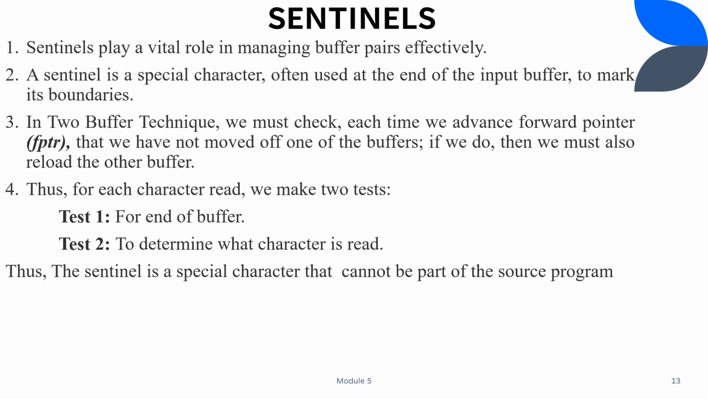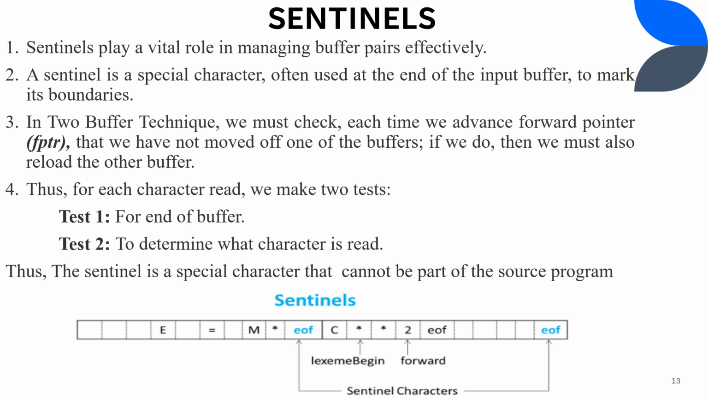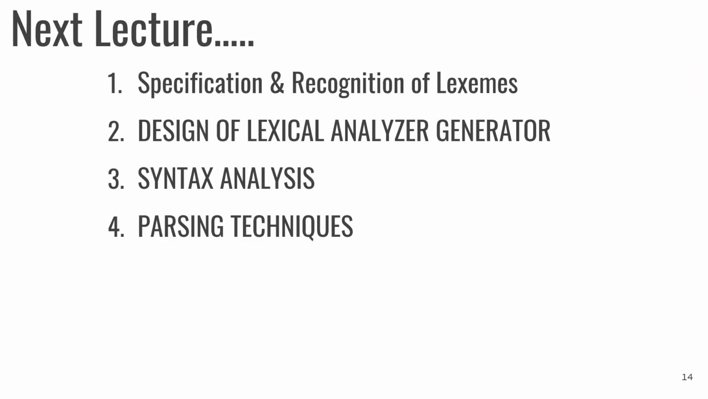Thus, the sentinel is a special character which is not a part of the source program. It is just helping us to identify whether we have reached the end of the input buffer. So this is a small example which shows us that the end of the file has been reached. So EOF is a sentinel. EOF over here is also a sentinel.